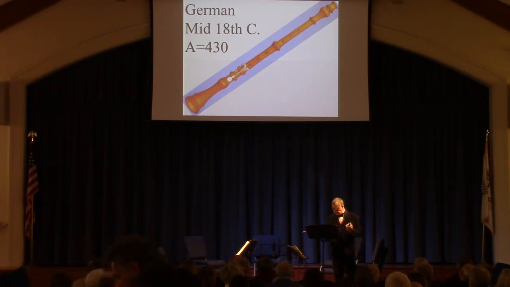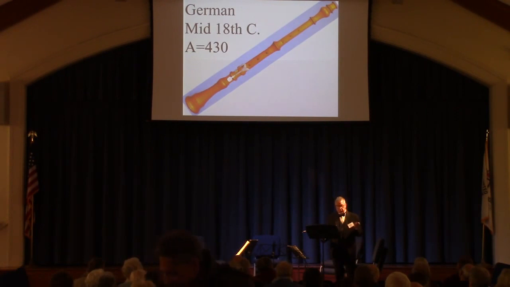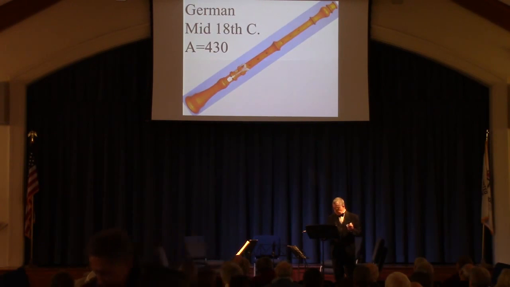of the orchestra. This is the first movement of Haydn Symphony No. 62, and it's typical of a lot of the writing for oboes in this period.